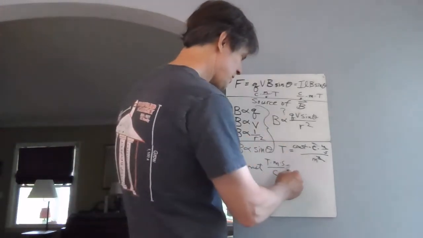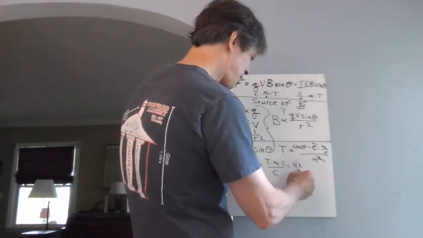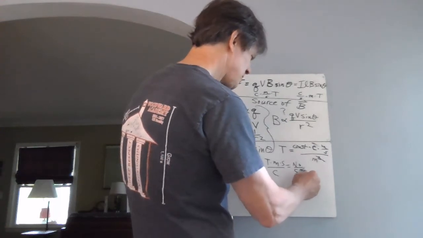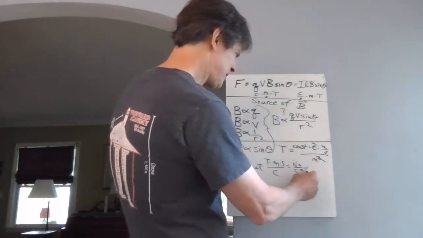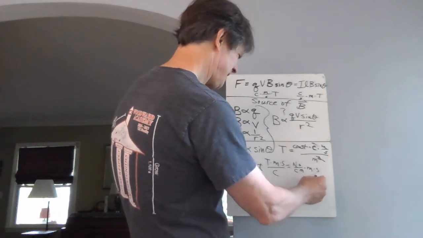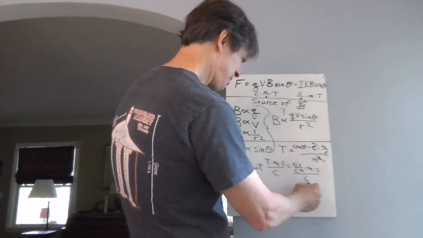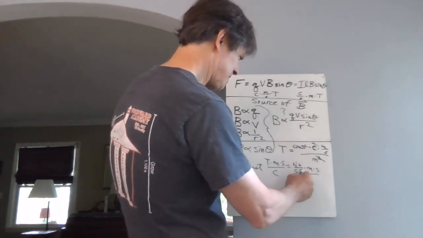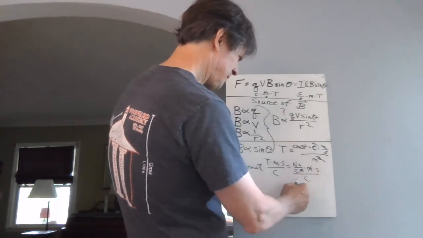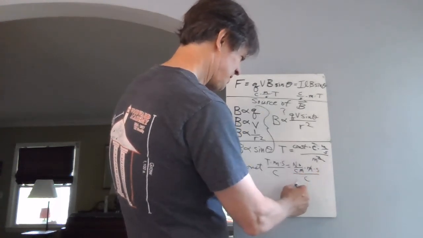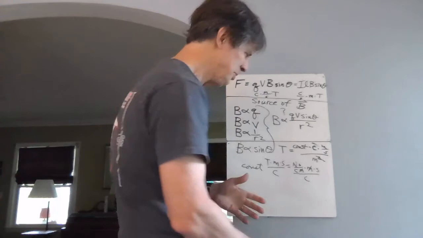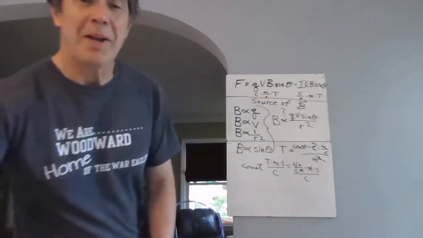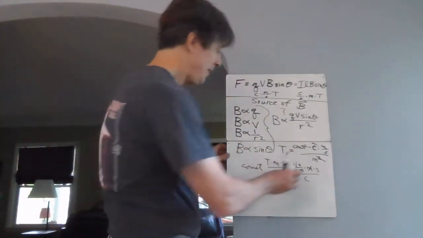A Tesla is a Newton second per coulomb meter. So it's a Newton second per coulomb meter times a meter times the second over a coulomb. I hope I'm not making a mistake here. Good Lord. Is it a Newton second squared per coulomb squared? I guess. I'm not even going to worry about it too much right now.